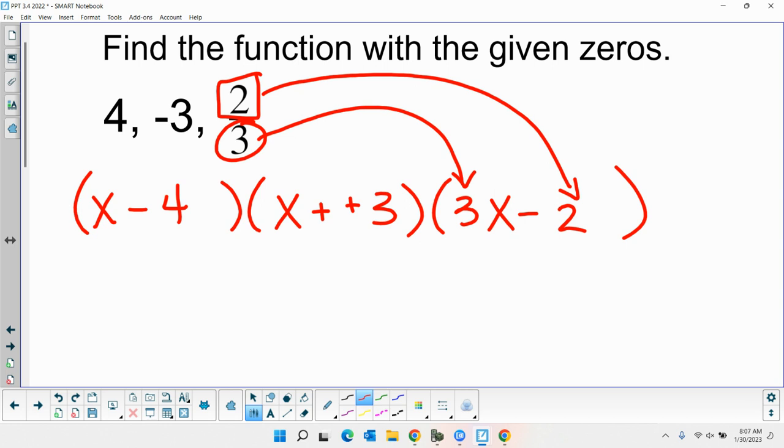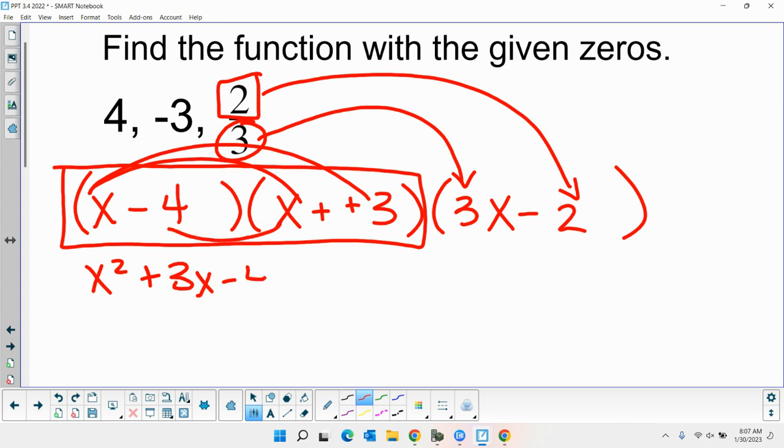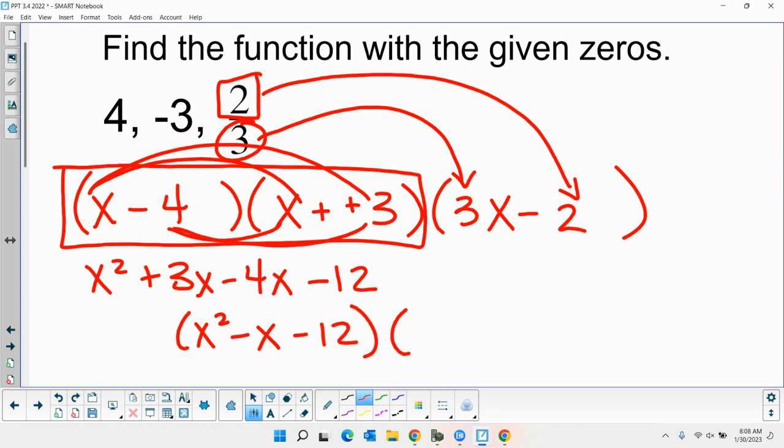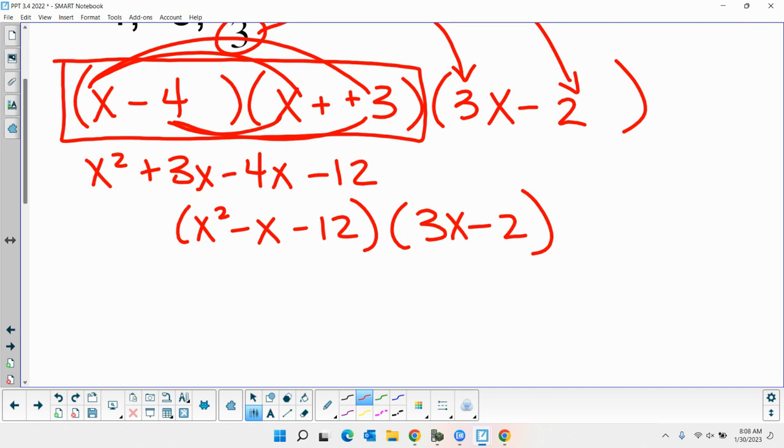We just multiply them together. So when it's like this, doesn't matter what order. I just go left to right. So I'm going to do these 2 first. First, x times x. Outside, x times 3. Inside, negative 4 times x. Last, negative 4 times 3. And then there's the middle terms, combine them. That's a negative 1x. And then you're going to multiply that answer times the x minus 2.